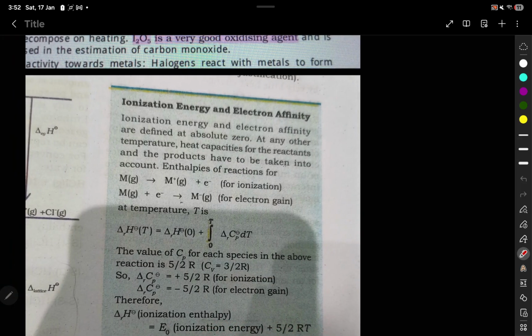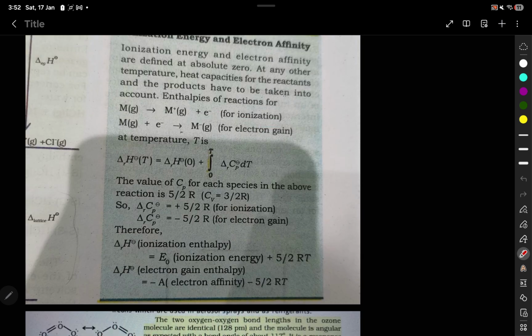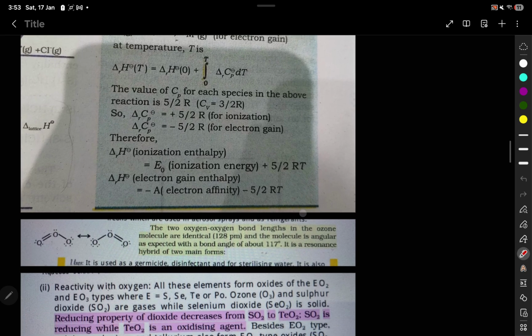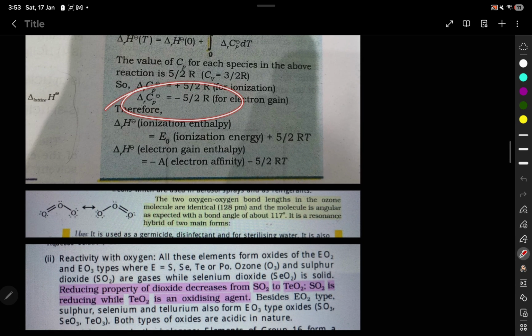So I think the takeaway from this one is that ionization enthalpy and electron affinity are defined at absolute zero, and this kind of stuff will come in assertion reasoning or maybe an MCQ, but you just gotta mark this up, like it's also valid for ionization energy only. So yeah, all of these two are right. And electron gain enthalpy, you just make everything negative. If you see this is negative, this is negative, so basically that's just it, right?